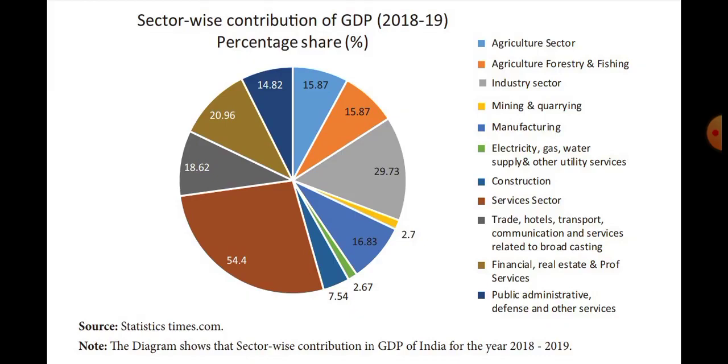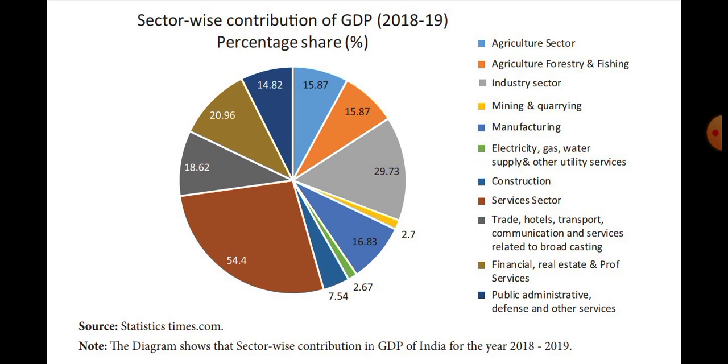Manufacturing contributes 16.83 percent. Electricity, gas, water supply and other utility services contributed 2.67 percent. Then construction contributes 7.54 percent. The services sector contributed 54.4 percent. Then trade, hotels, transport, communication and services related to broadcasting contributed 18.62 percent.